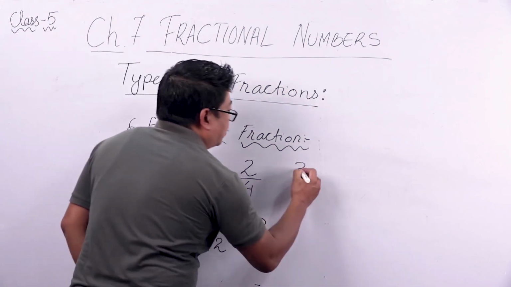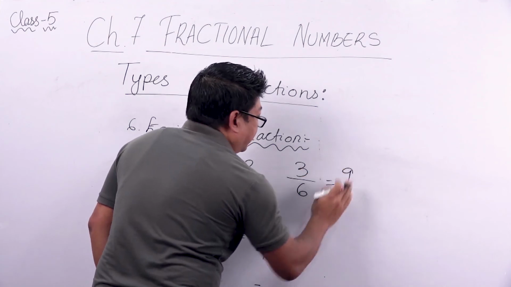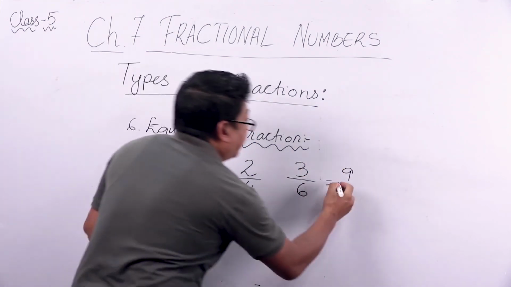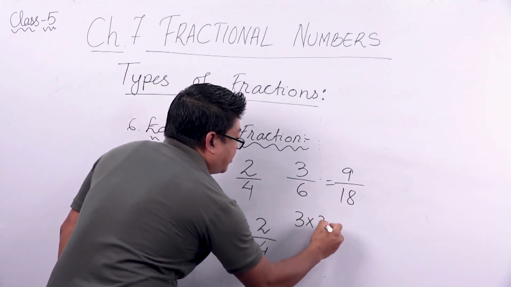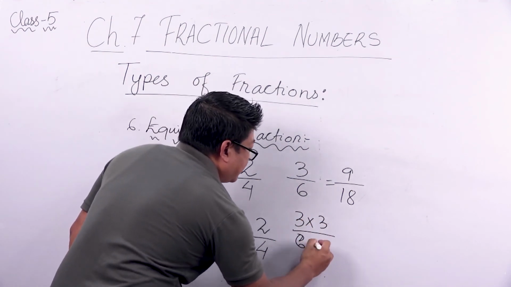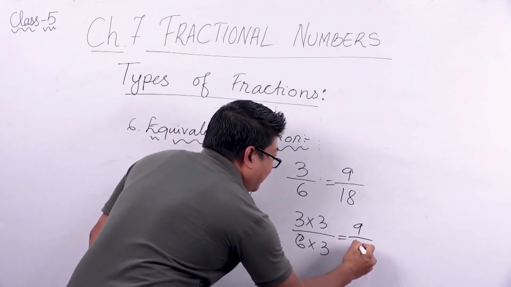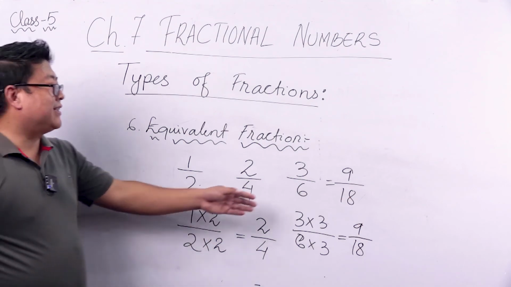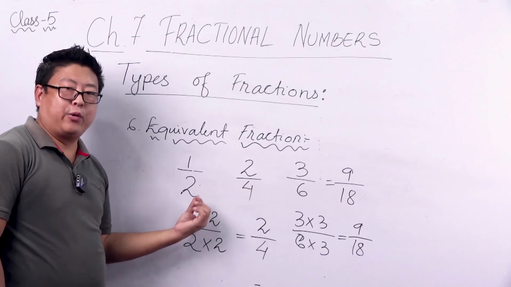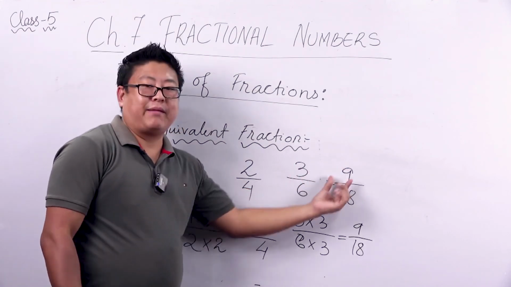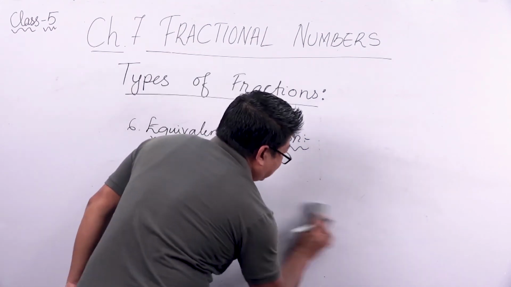So these are the type of numbers. For example, you can also write 3 by 6, which is 9 by 18. So here we're getting 3 into 3, 6 into 3. 3 into 3 is 9, 6 into 3 is 18. So these type of fractions, 1 by 2, 2 by 4, they are equivalent. 3 by 6, 9 by 18, they are equivalent. Okay, children?